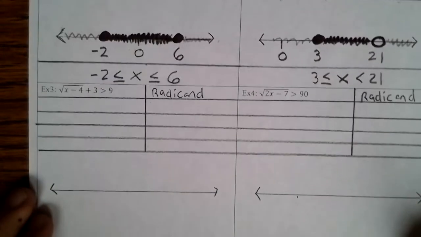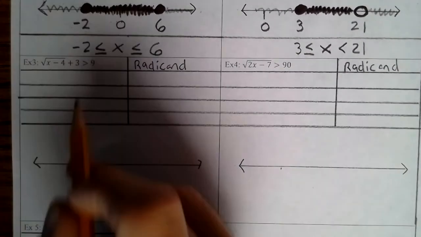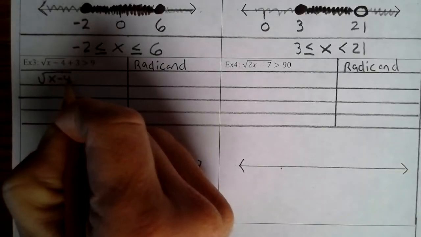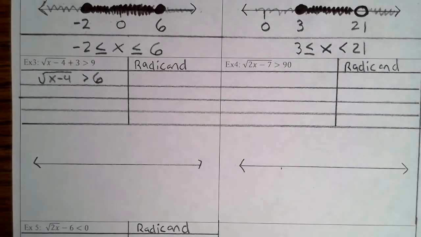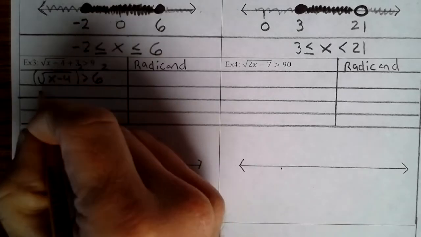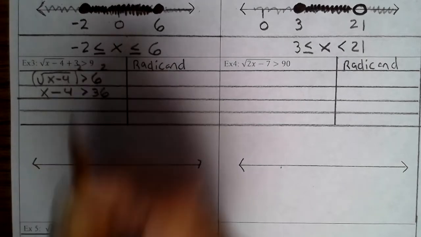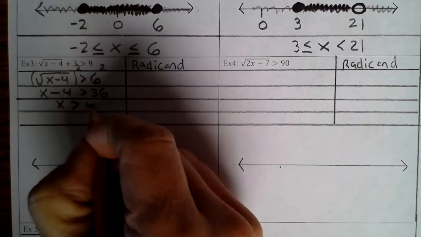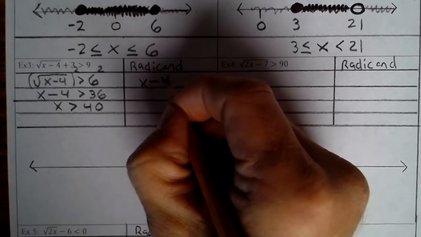Okay, so we need to isolate the square root, so we're going to subtract 3 from both sides. So you get the square root of x minus 4 greater than 6. Now we're going to square both sides. So the square unsquares the square root, so you get x minus 4 greater than 36. Add 4 to both sides, you get x is greater than 40. Now we set the radicand greater than or equal to 0, so x minus 4 greater than or equal to 0. So we add 4 to both sides, so x is greater than or equal to 4.